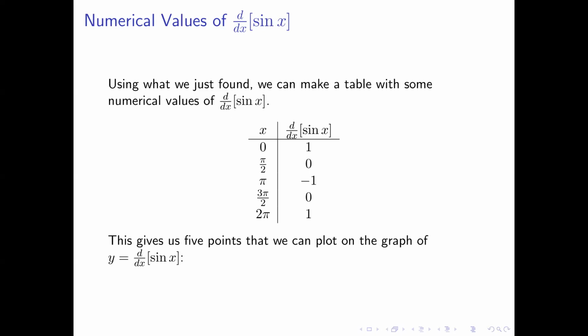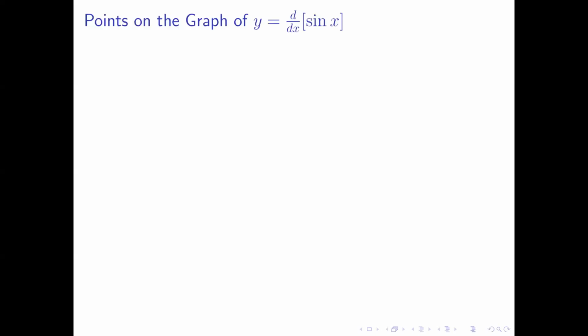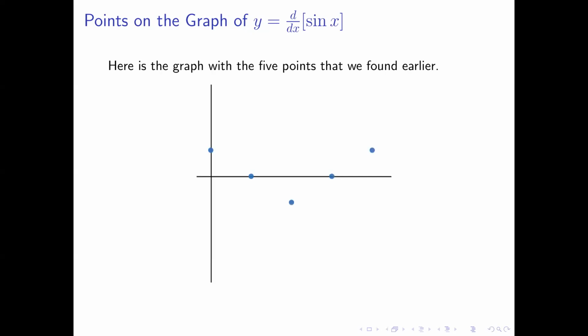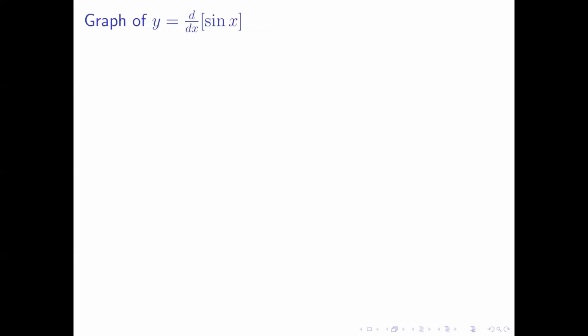This table now gives us 5 points that we can plot that must be on the graph of the derivative of the sine function. We'll have the points (0, 1), (pi over 2, 0), (pi, -1), (3 pi over 2, 0), and (2 pi, 1). Let's look at the graph we get if we plot those 5 points. So here's the graph with just those 5 points that we found earlier.